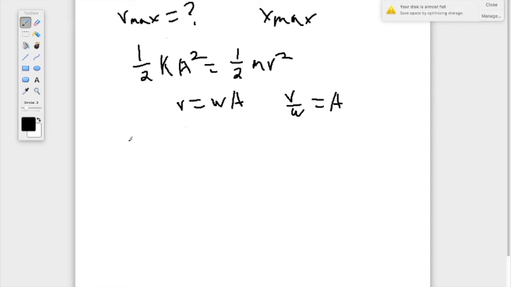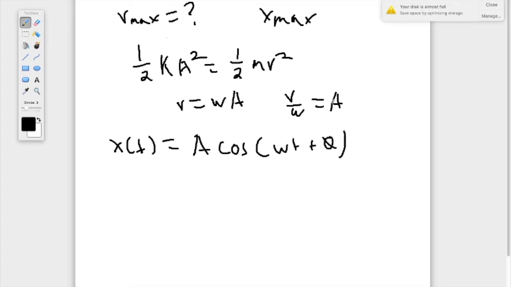Or you could solve in this way. So remember this equation, which is x of t equals A times the cosine of Wt plus phi. And also, let's just assume that there's a given time value as well. I mean, you would have to be given a velocity as well. But if we're trying to find a function to find Vmax, then we can do that.